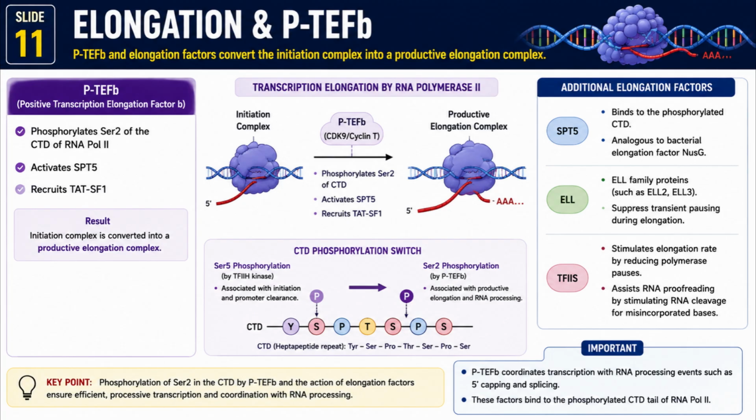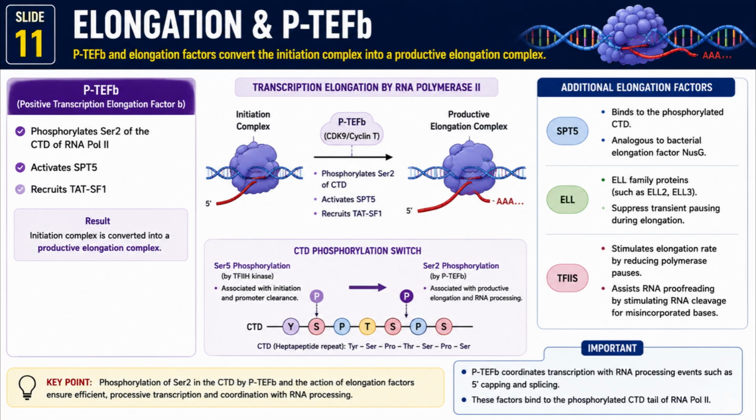Elongation and P-TEFb. After initiation, RNA polymerase II enters elongation. An important elongation factor is P-TEFb, or positive transcription elongation factor B. P-TEFb phosphorylates serine 2 residues within the CTD. It also phosphorylates Spt5 and recruits Start SF1.